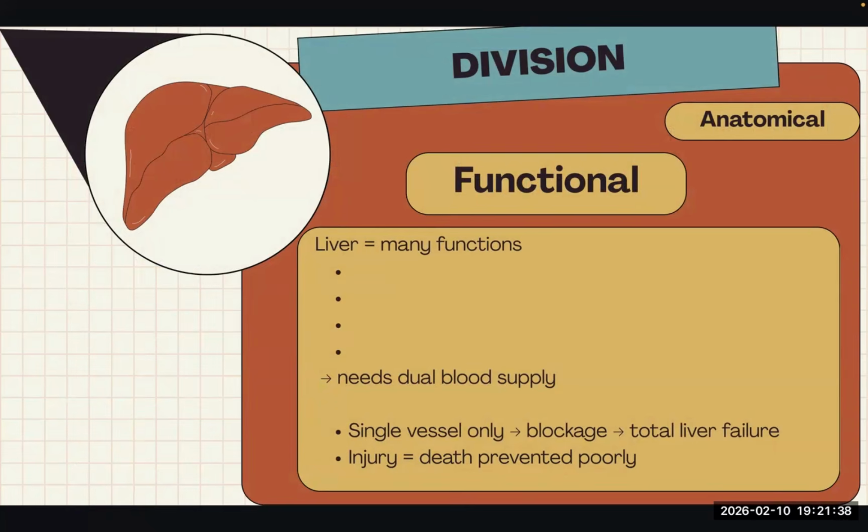Okay, so as you guys know, the liver has a lot of functions. A lot of functions means that it needs a lot of blood supply. So imagine it's only supplied by a single vessel, and a blockage happens there. Then what happens? The liver is going to die right away, right? I can't prevent the death of the liver if it's only supplied by one vessel, right? Can you guys name any of the functions of the liver?